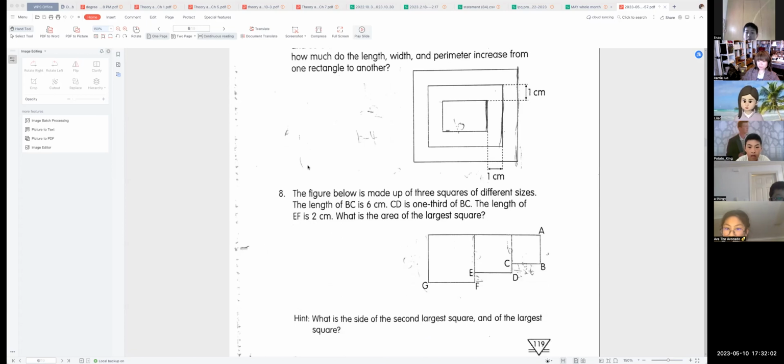Okay, so let's take a look at number 8. The figure below is made up of 3 squares of different sizes. The length of BC is 6. CD is 1/3 of BC. The length of EF is 2 centimeters. What is the area of the largest square? BC is only 6 centimeters? Then what's CD? 1/3 of BC.